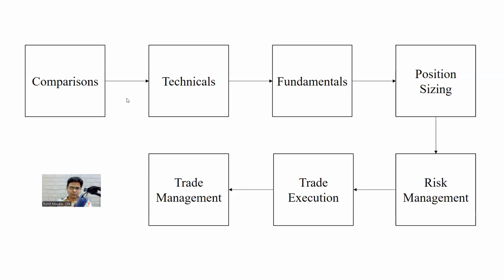Next is technicals. Once I am done with the comparisons, I want to see technically how the stock is set up. In each of these 7 steps, I ask 3 questions basically, or there are 3 considerations in each of these 7 steps. And in this video, we will look at the 3 conditions for each of these steps. So, first, I will look at the comparisons, then, I will look at the technicals of the stock, then, I will look at the fundamentals of the stock. After I complete this, I am ready to buy the stock.